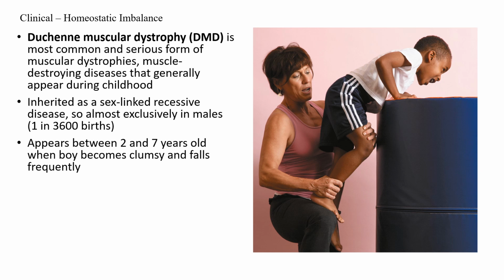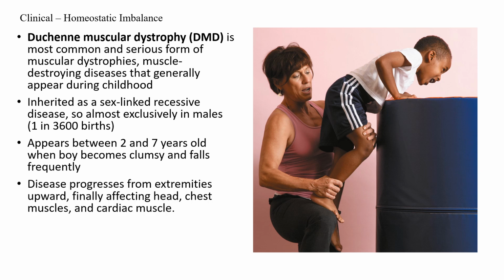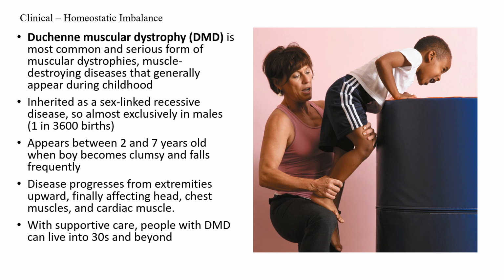So it's going to appear between 2 and 7 years old, and this is usually when the boy will become clumsy and start to fall frequently. Unfortunately, the disease progresses from the extremities upward, and it can reach the head, chest muscles, and cardiac muscles. And if you're having issues with how the muscles are contracting, that's obviously going to be bad. These individuals can live, if they have supportive care, into their 30s and sometimes beyond, but it is something that is going to require lifelong attention.